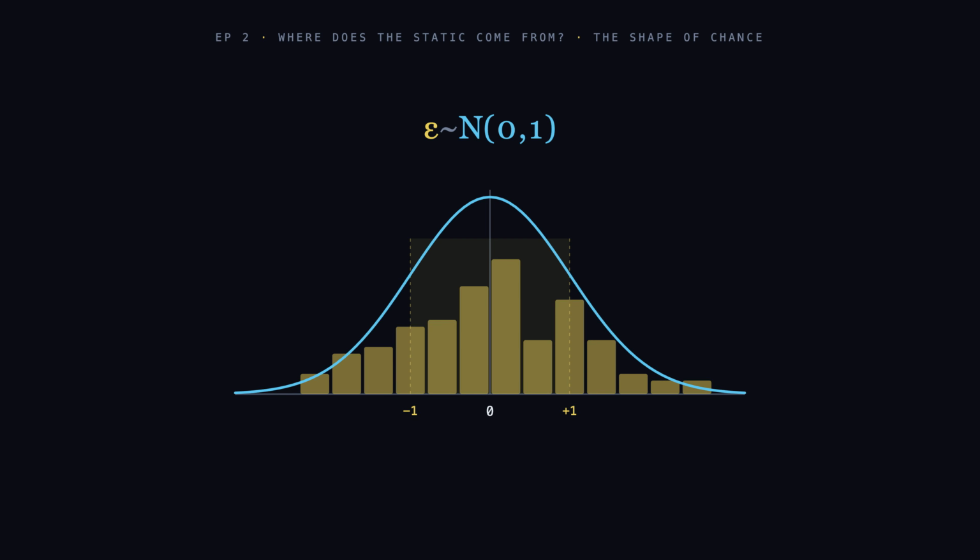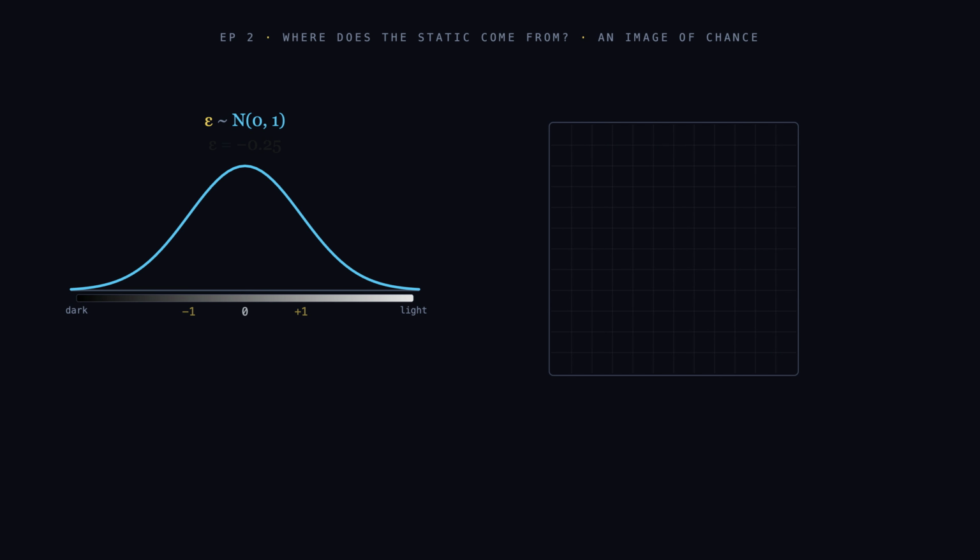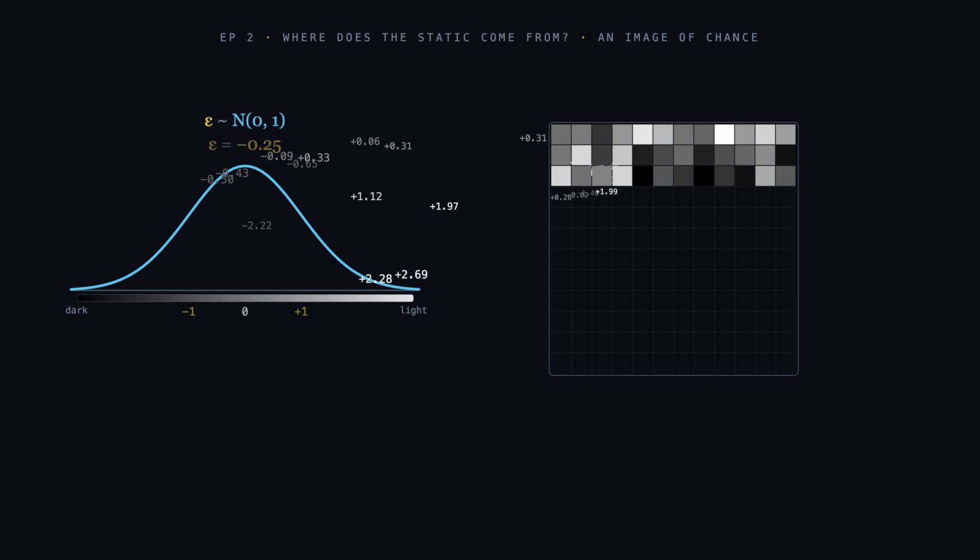The expression epsilon is sampled from N(0, 1) means that epsilon is a random value from a normal distribution with a mean of 0 and a standard deviation of 1. Each sample gives us one number. We can map one sampled number to a shade between dark and light. Then we sample again for every position in a grid.